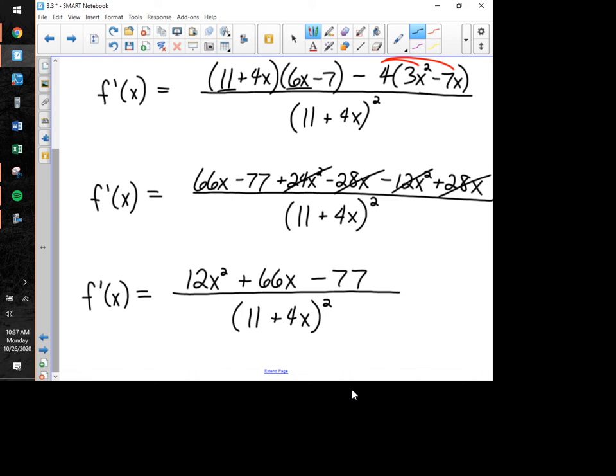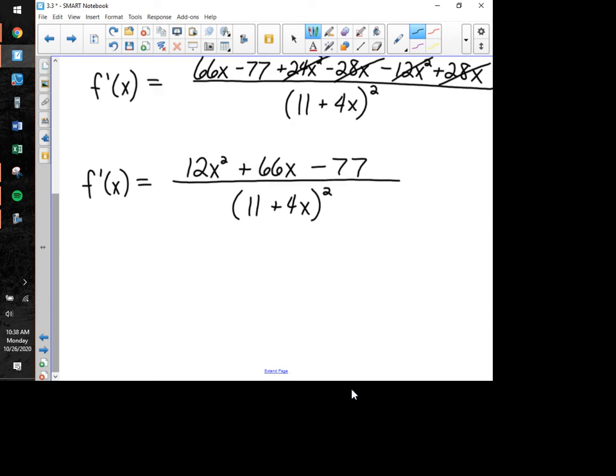So now the only question we need to ask ourselves is, does that numerator factor? And if so, is 11 plus 4x or 4x plus 11 one of those factors? Now, there are some hints right here, some clues that might tell you whether this is worth your time or not. For starters, is the leading coefficient up in the numerator, 12, a multiple of your leading coefficient down here, which is 4?